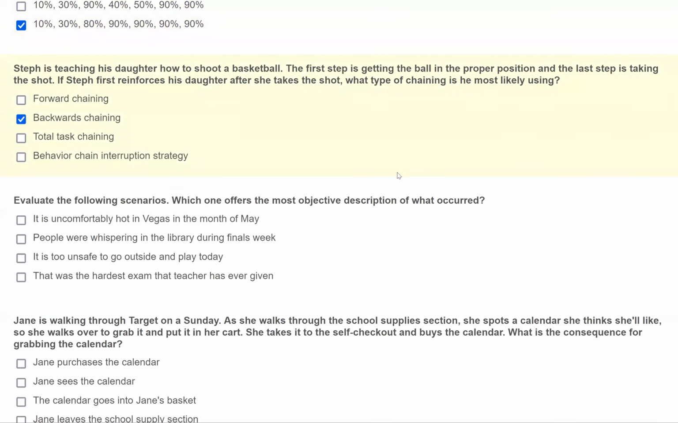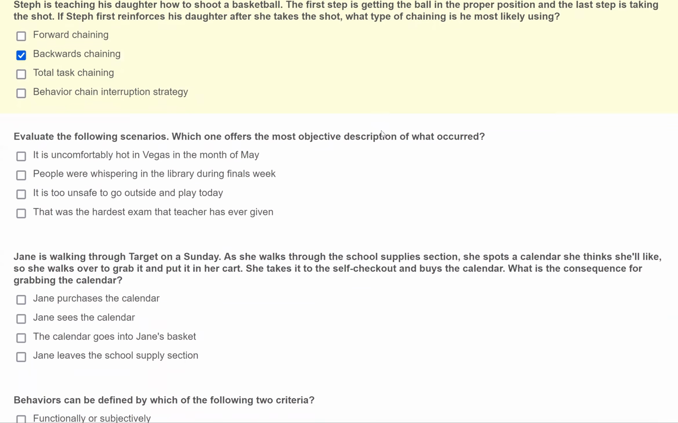Chaining questions should be very straightforward and very easy. Forward chaining is exactly what it sounds like. So is backwards chaining. So is total task. And so is behavior chain interruption. All right. Just make sure you practice it a decent amount. So when you get these type of questions, which are maybe a 2 or 3 on a difficulty scale, you don't have any issues with it.